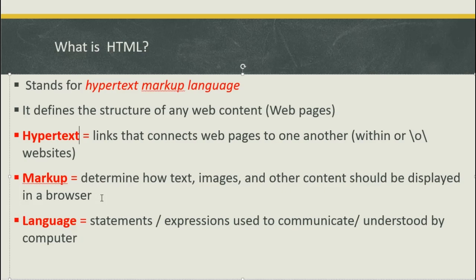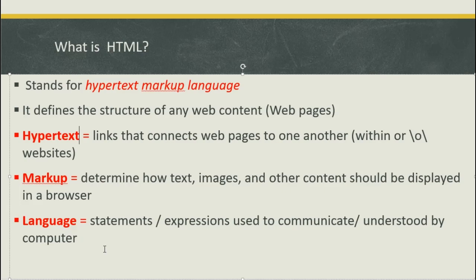The language, when it comes to programming or coding, refers to statements or expressions that are used to communicate, or that are understood by a computer. It's just a way of communication, a way that you use to communicate with your computer, writing different statements or expressions, telling the computer what to do.